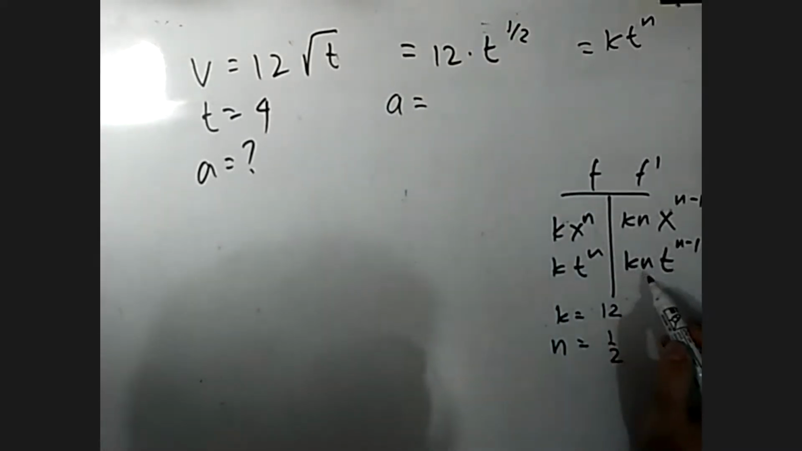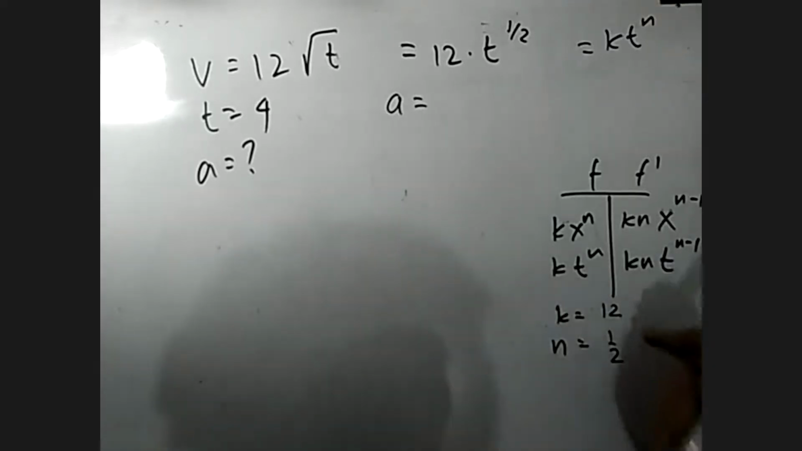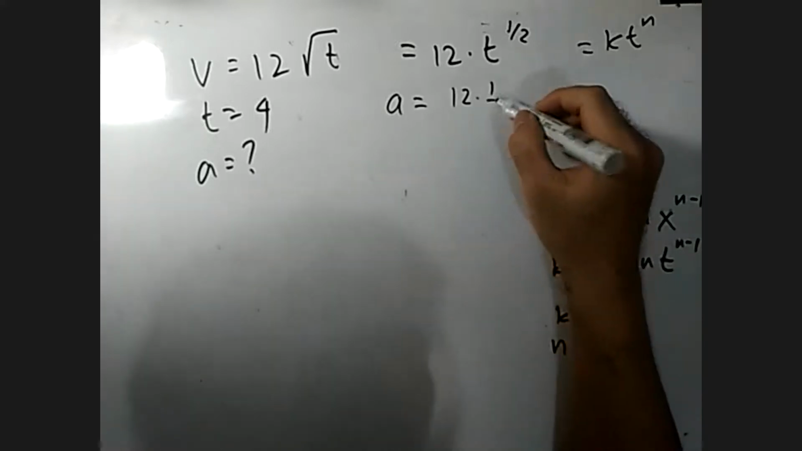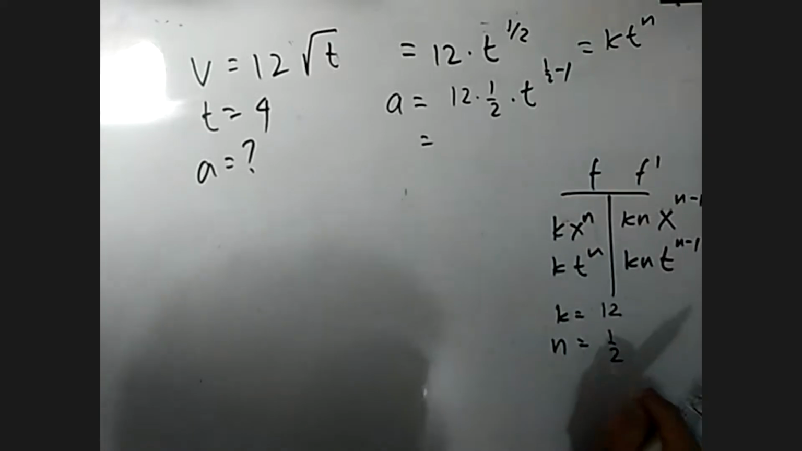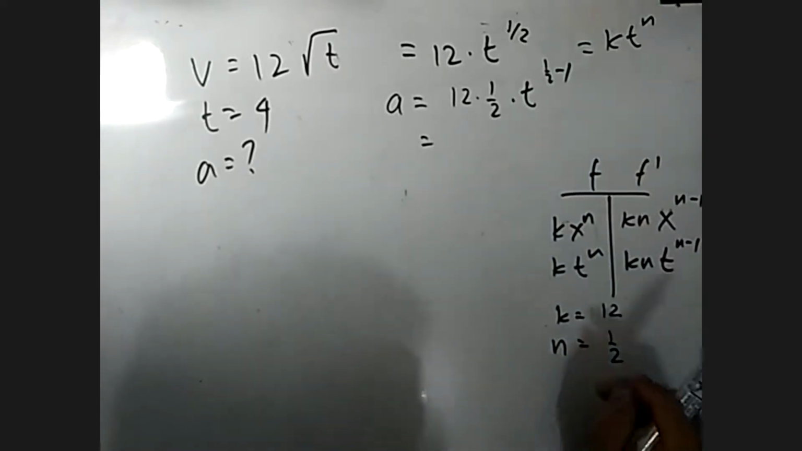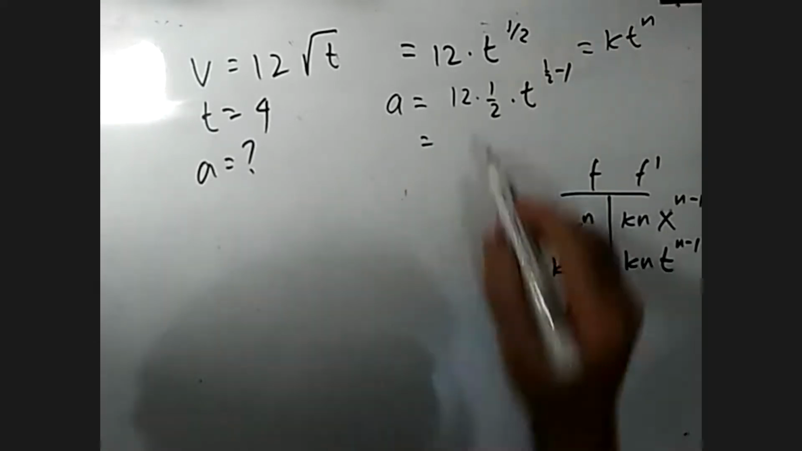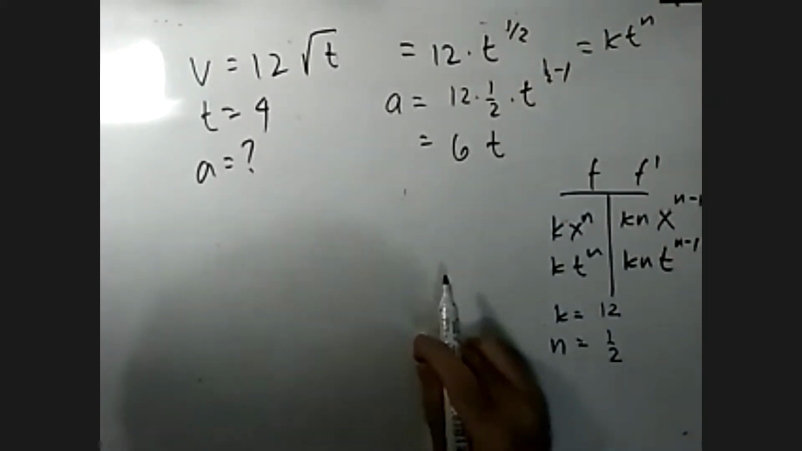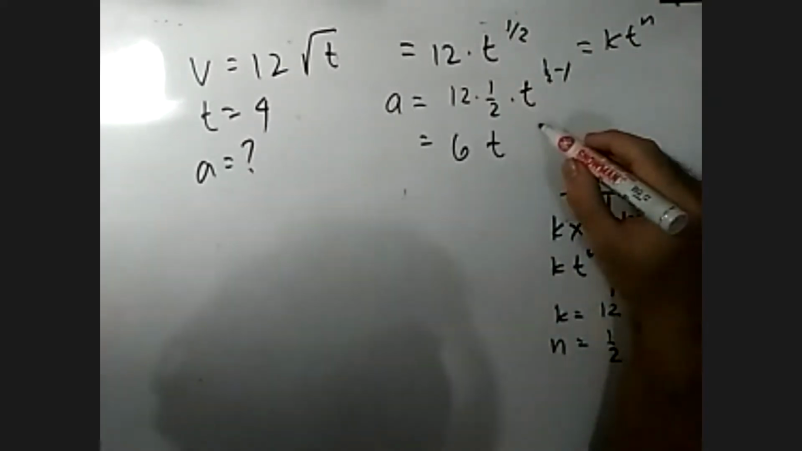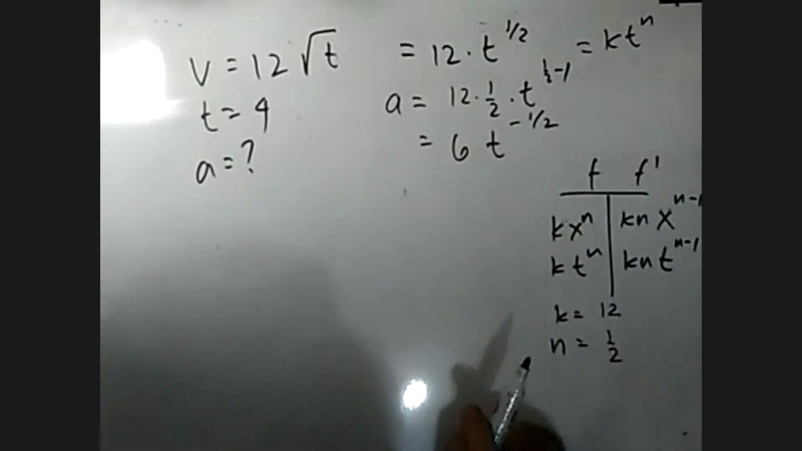1/2. So if this is the original value and we want to differentiate this, we're going to put the formula k times n times t power n minus 1. So if we know k and n, it's going to be 12 times half times t power half minus 1. So what is 12 times half? 6. 6t power of negative 1/2. Okay.